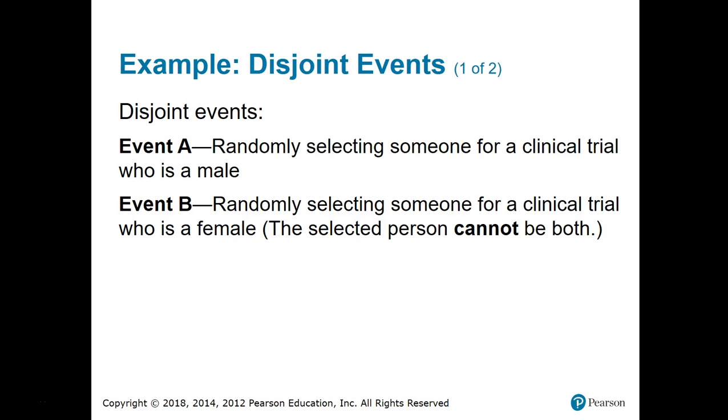All right, disjoint events. I'm trying to come up with an example of mutually exclusive events. Okay, 3 and 5. You roll a die, it can't be both 3 and 5 at the same time. They're mutually exclusive events.